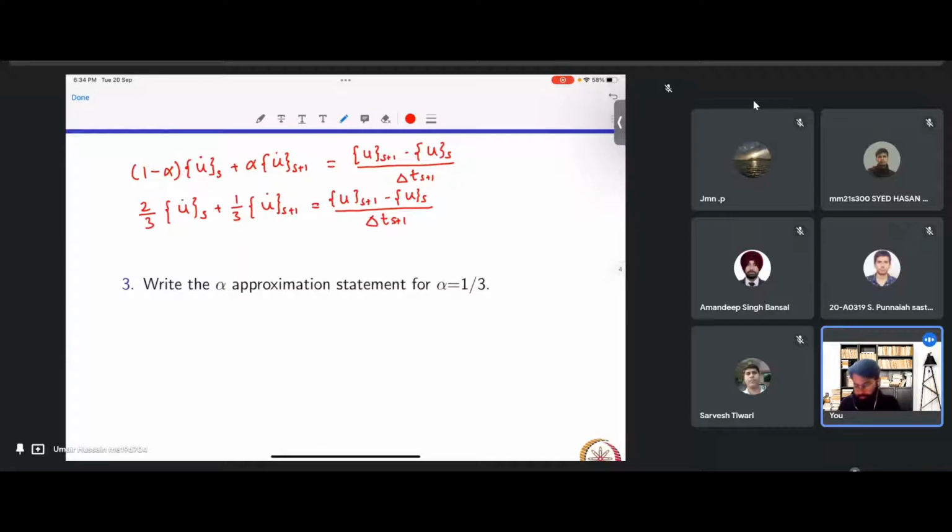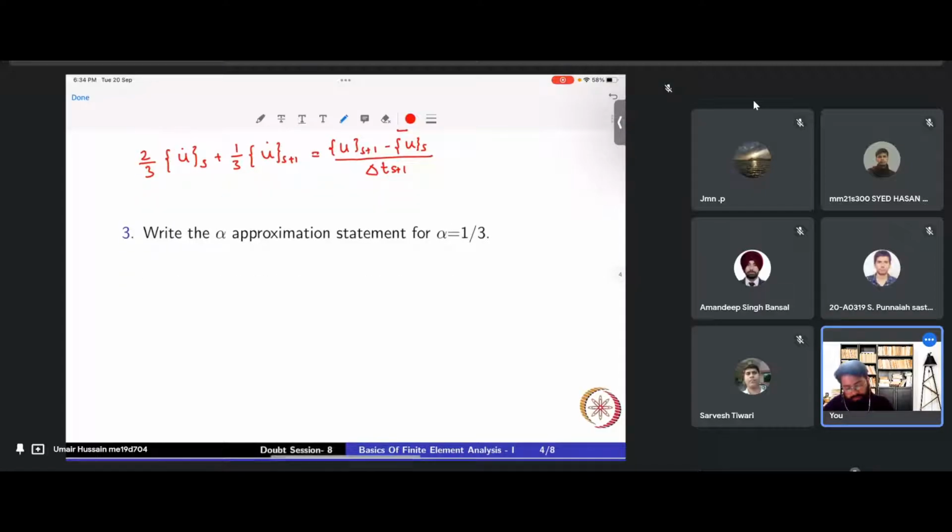So that's what we get here. This is the approximate statement. To understand it more efficiently, we'll try to visualize it. So we have the value of u changing with respect to time. This is the time axis, and this is the solution value u.